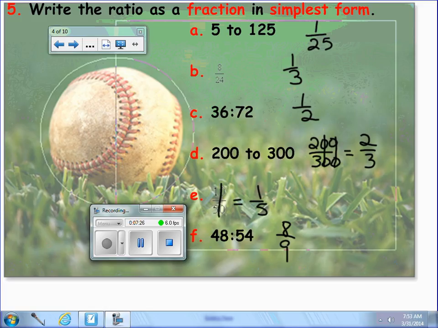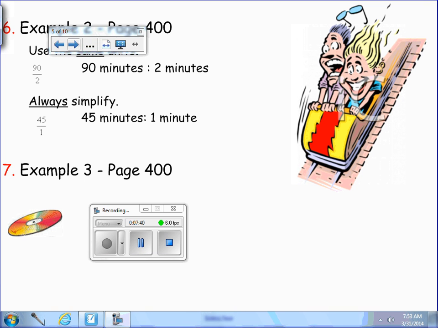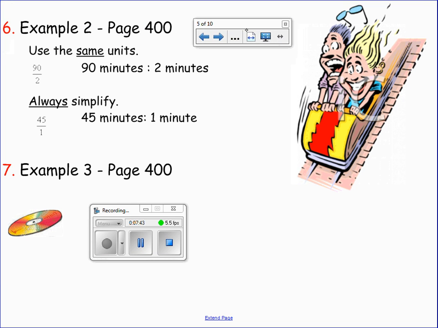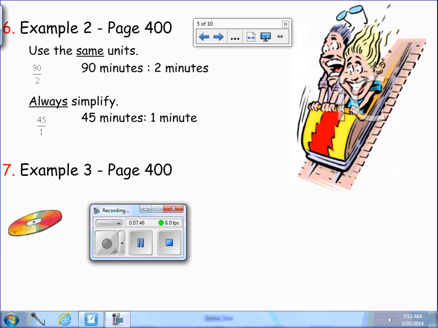48:54 is 8/9. Again, you can put each of these in a fraction and reduce them by whatever factor comes to your head. If you can get the greatest common factor to reduce it, that's great. If not, you just keep reducing until it gets to the simplest form. All right? Now, in your textbook again, let's look on page 400. I'm going to read the word problem in example 2 about amusement parks.